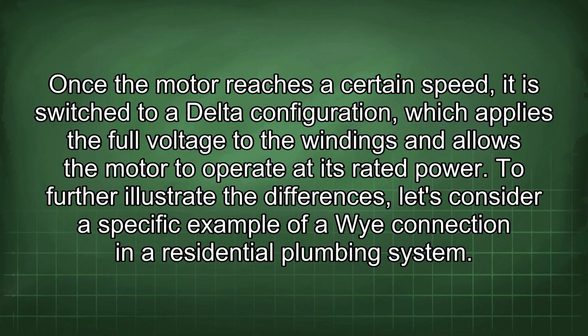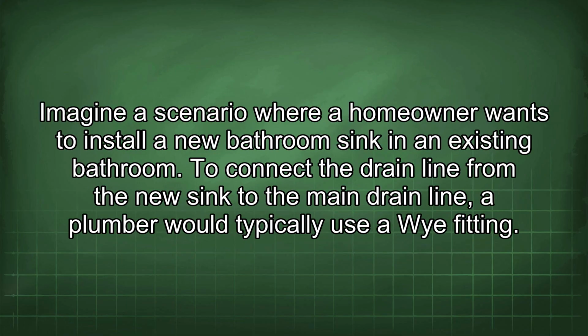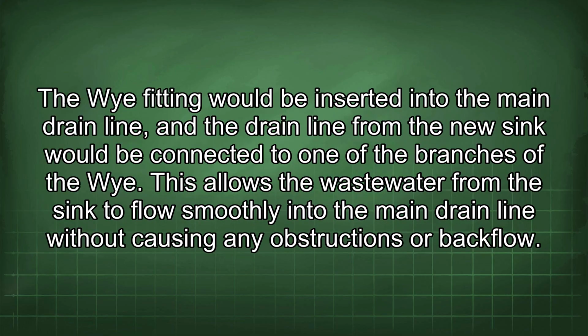To further illustrate the differences, let's consider a specific example of a Y connection in a residential plumbing system. Imagine a scenario where a homeowner wants to install a new bathroom sink in an existing bathroom. To connect the drain line from the new sink to the main drain line, a plumber would typically use a Y fitting. The Y fitting would be inserted into the main drain line, and the drain line from the new sink would be connected to one of the branches of the Y. This allows the wastewater from the sink to flow smoothly into the main drain line without causing any obstructions or backflow.